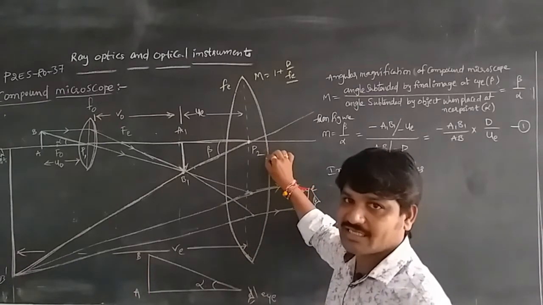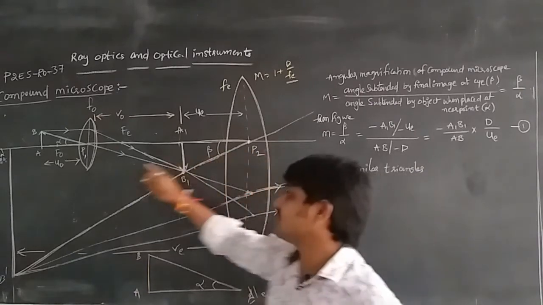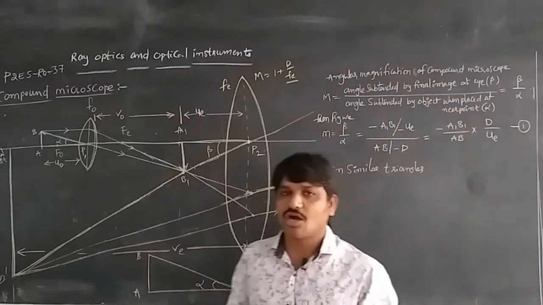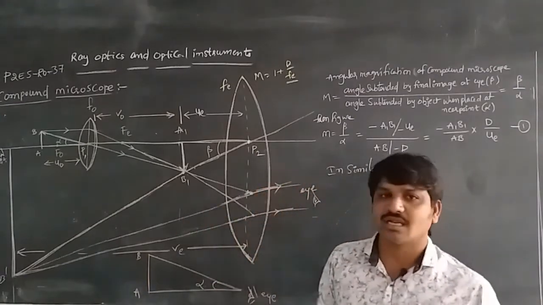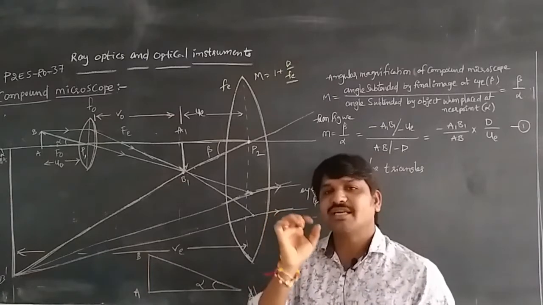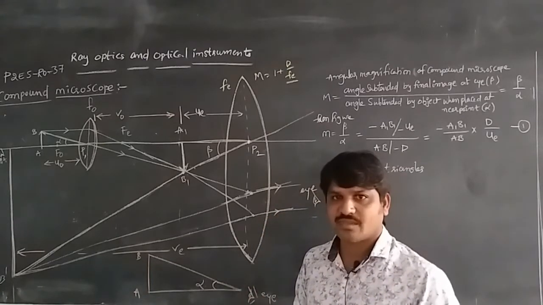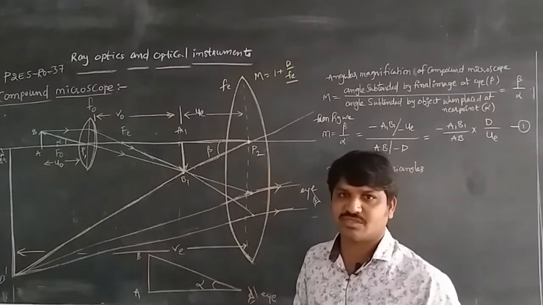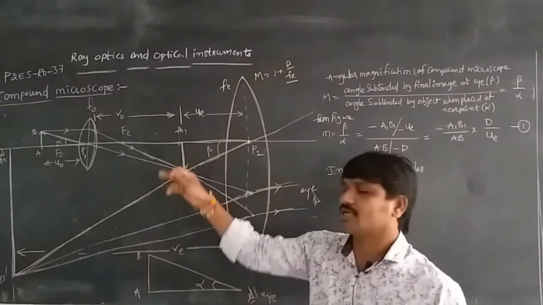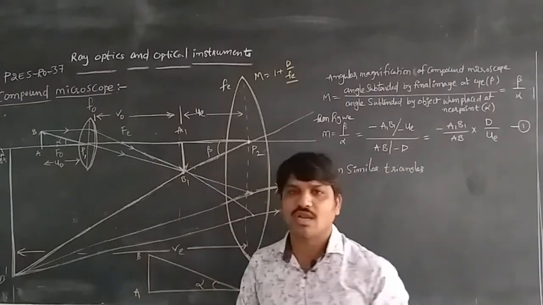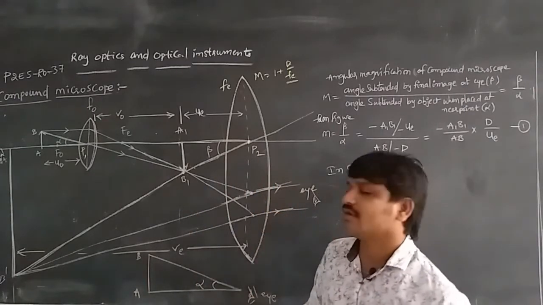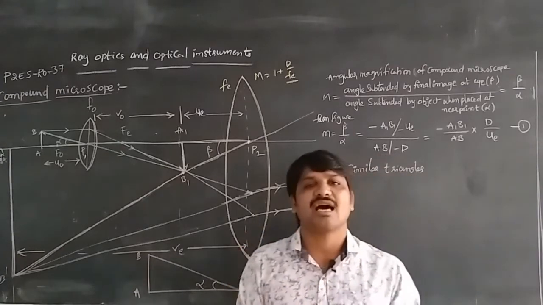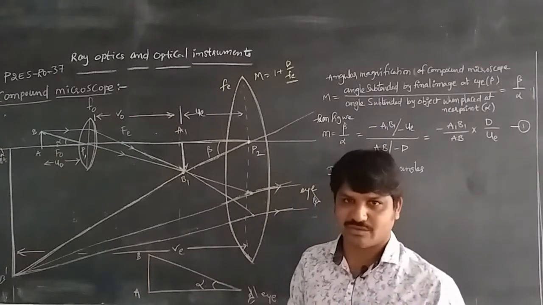This is called the eye side lens, the eyepiece, and this is the object side lens, the objective. The two lenses are fitted in cylindrical pipes, which can be moved relative to one another. So by adjusting their distance, we can increase the magnifying power of the microscope.